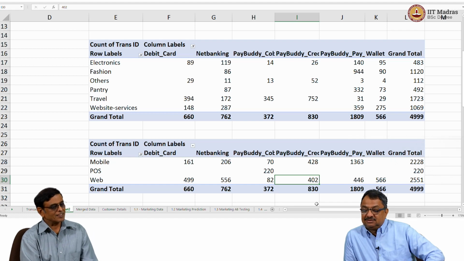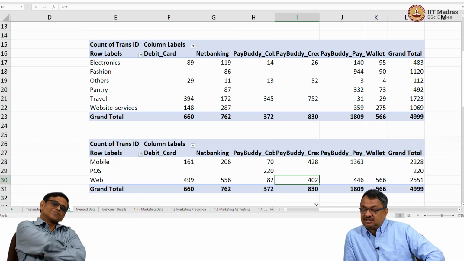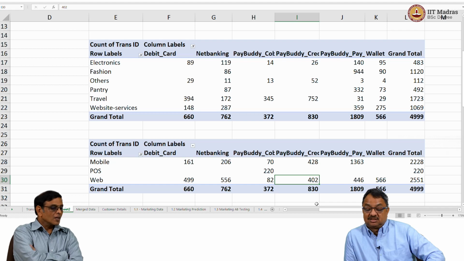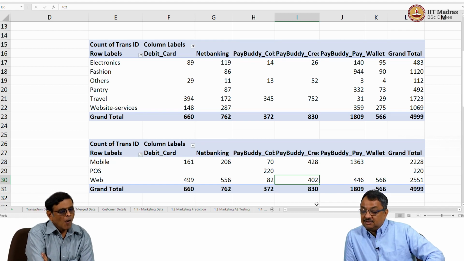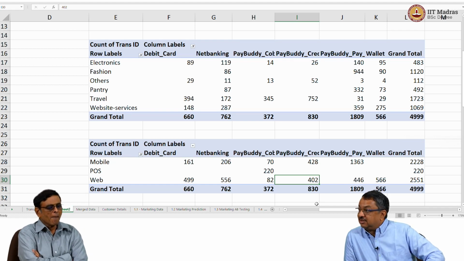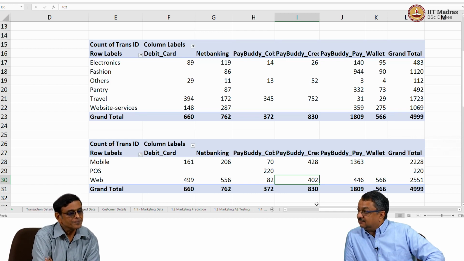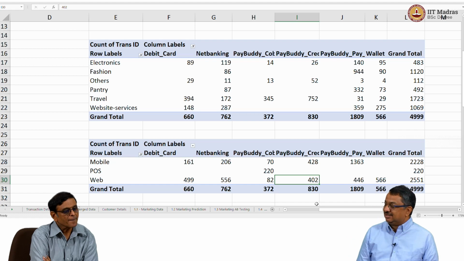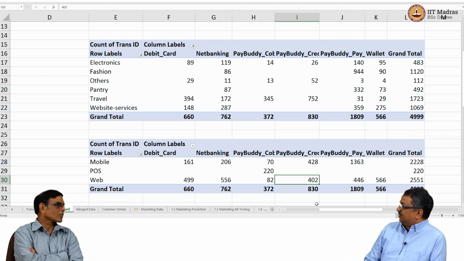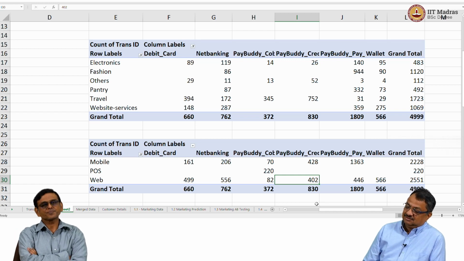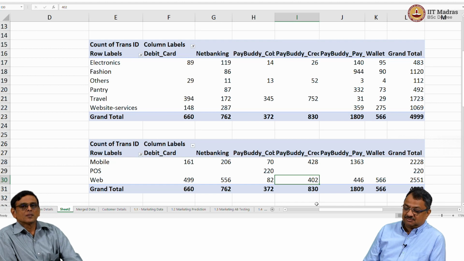The other way of looking at it is that of the 2,200 transactions that were done on the phone, almost 1,400 were done using pay later. So on the phone, it is usually impulse purchases, no? Maybe. Okay, this is interesting.